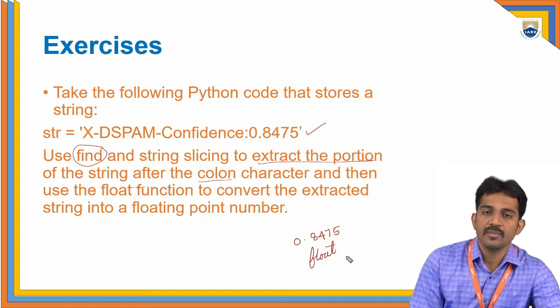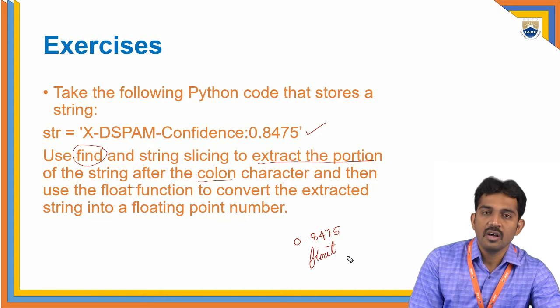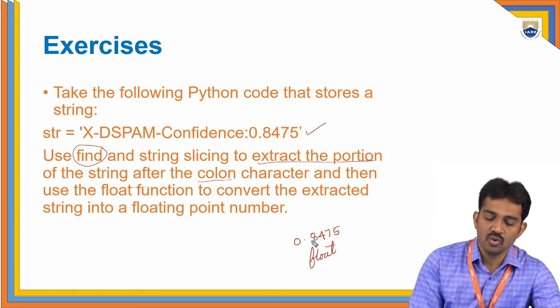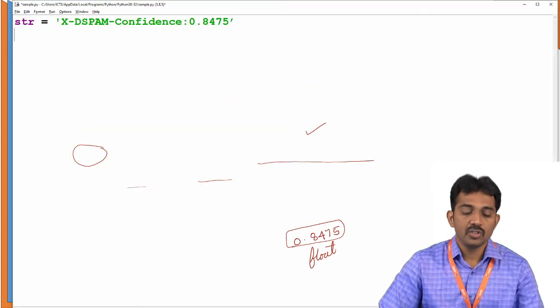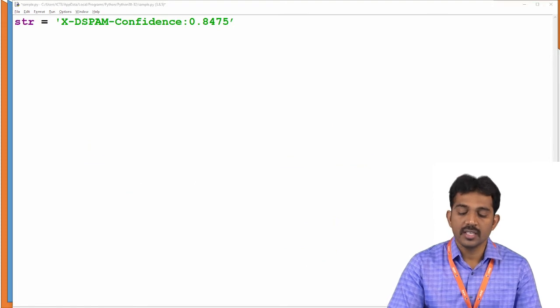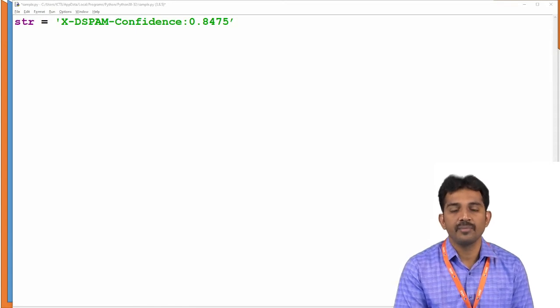That is your task. So try to pause the video and try from your side. If you are unable to solve it, then watch the remaining video. I'll tell you how to extract the data. So this is the string they have given. From this you need to extract the 0.8475.